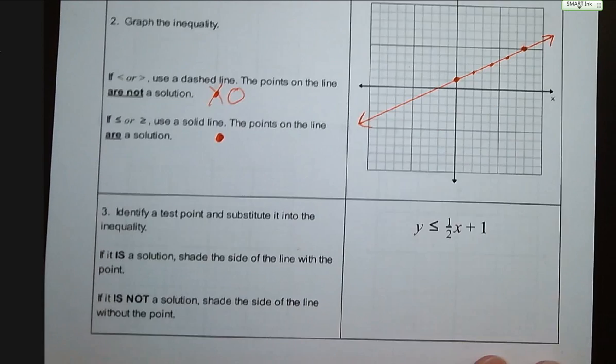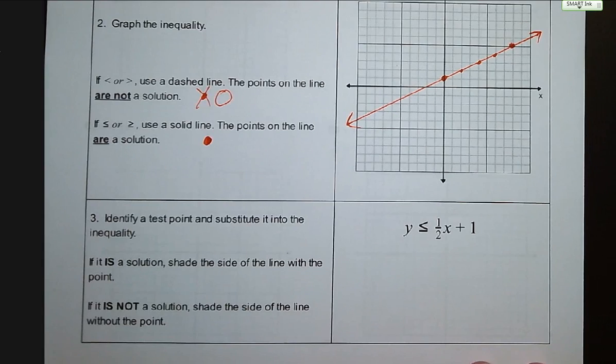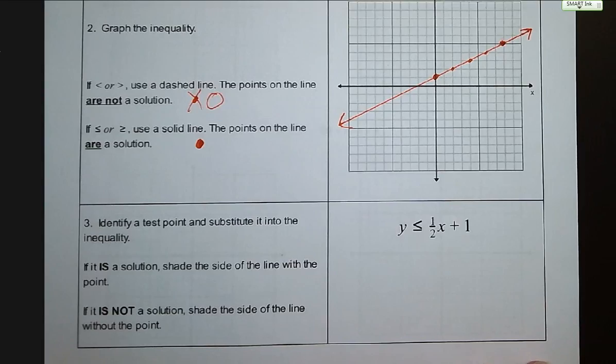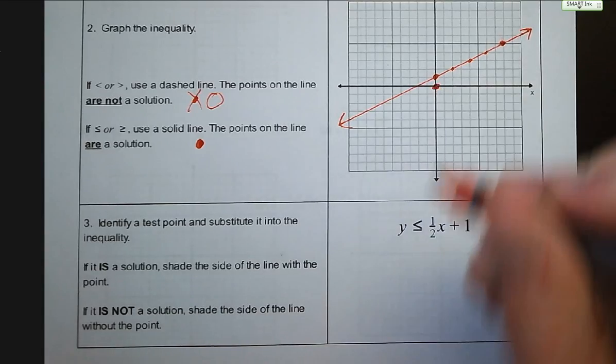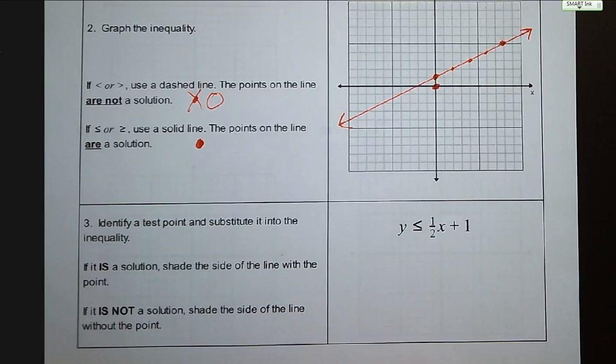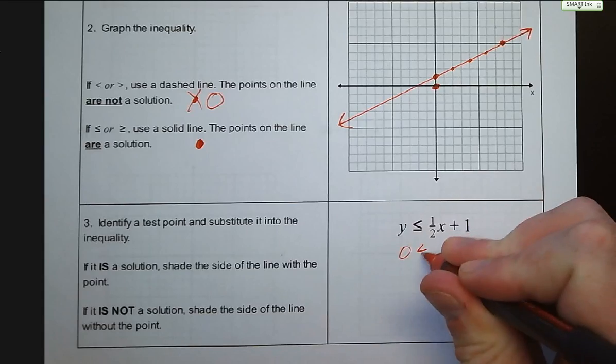Now, our next step is to identify a test point and substitute it into the inequality. If it is a solution, we're going to shade the side of the line with the point. If it is not a solution, we're going to shade the opposite side. So the test point that I always like to use, as long as you don't have a proportional relationship, is 0, 0. Why do I like using 0, 0 so much?